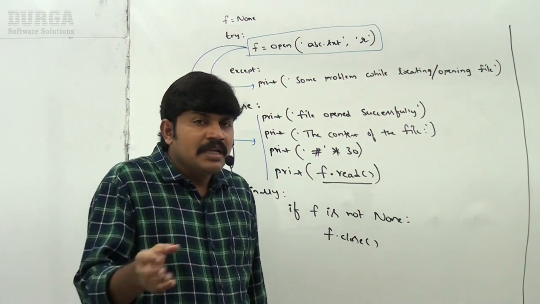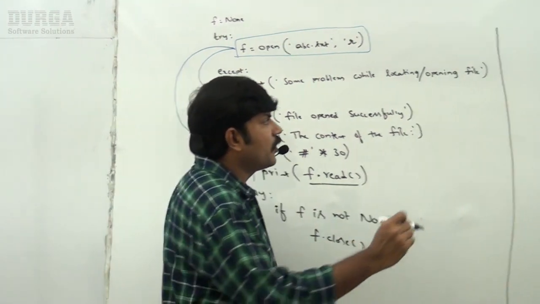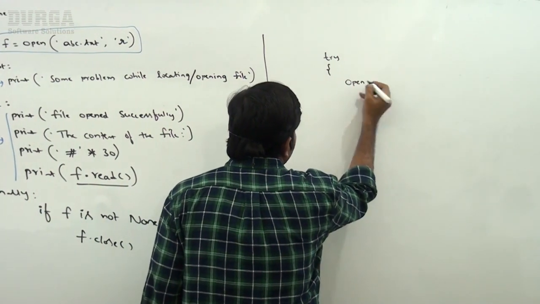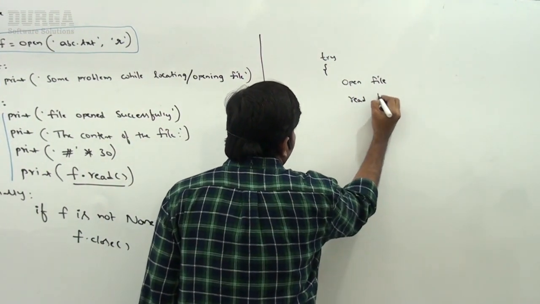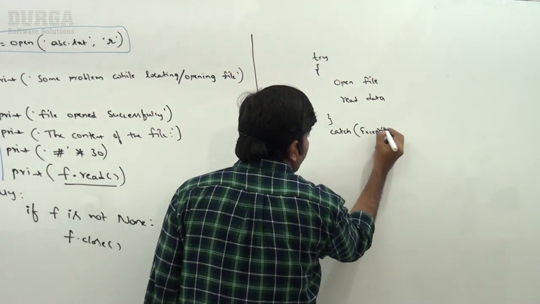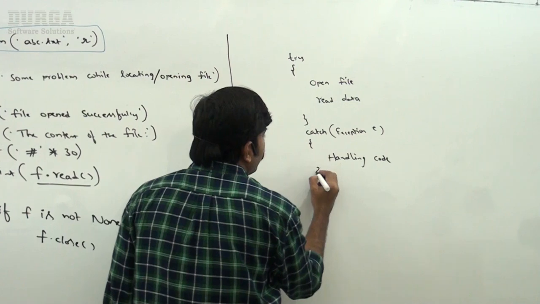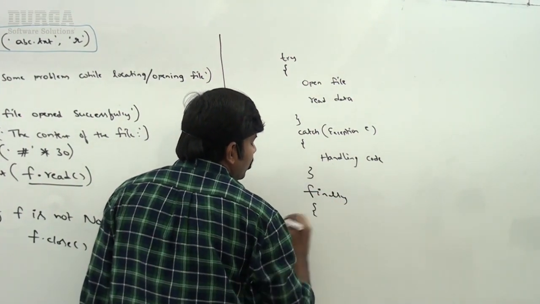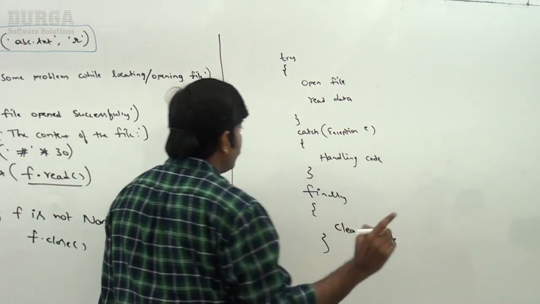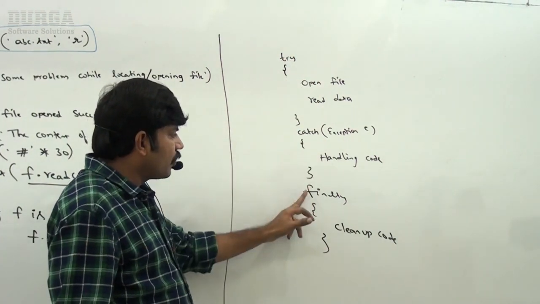Sir, now do you know, in other languages like Java this division is not there. In Java, what do we have to take? A try block, in which we open the file and read the data. Next, a catch block, where we take the handling code if the file is not available. Then a finally block, where we just take the cleanup code. So try: open the file, read the data. Next catch: handling code. Finally: cleanup code.